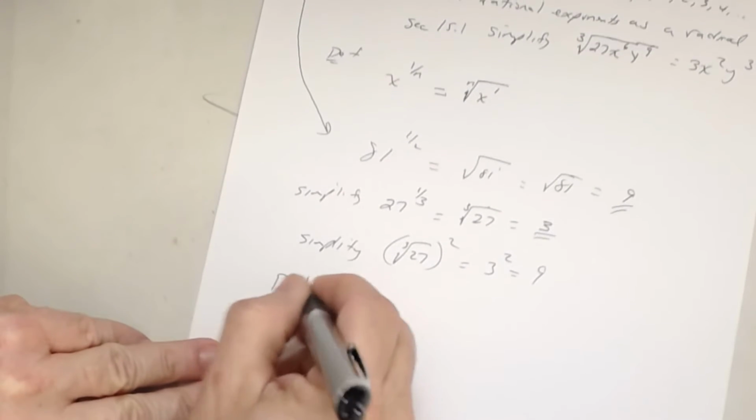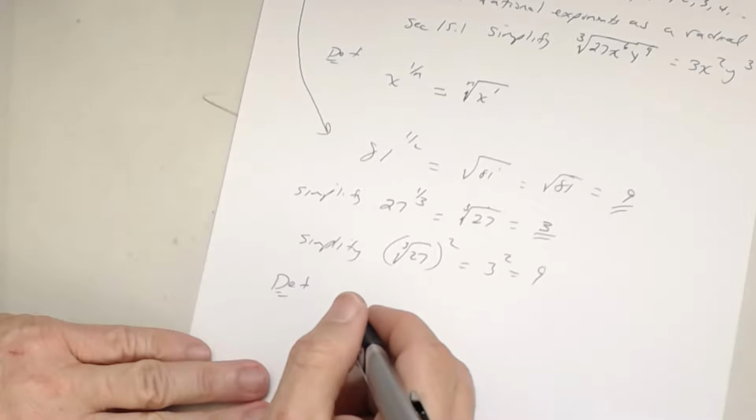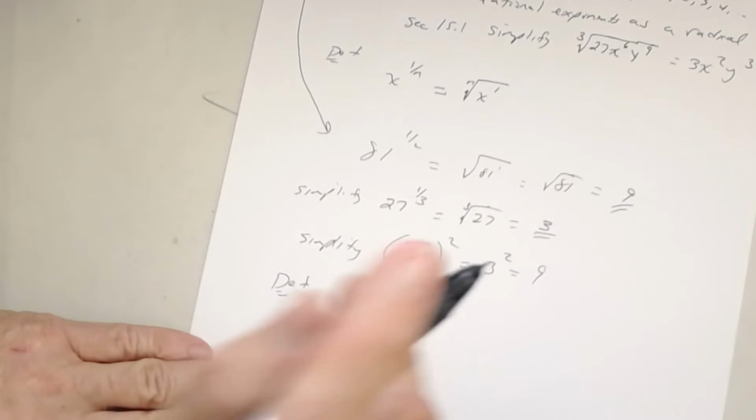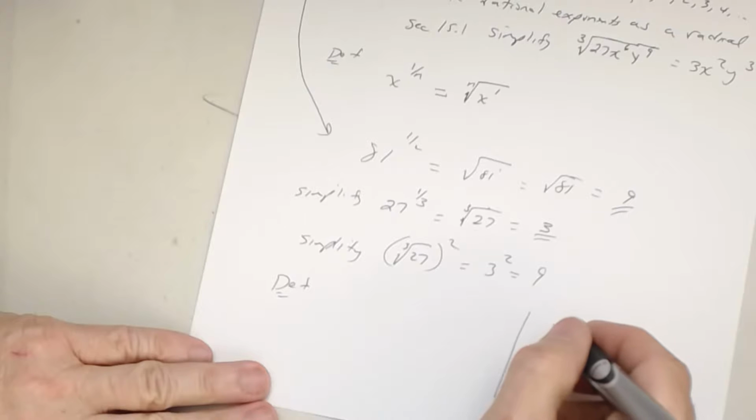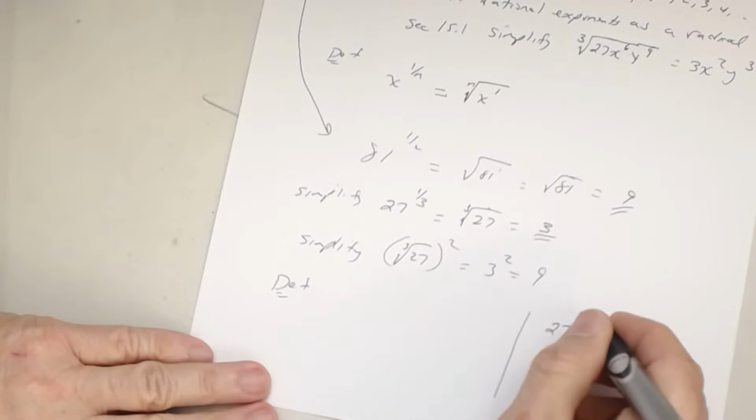All right. Now let's extend that definition though. So I want you to look at this. What if I had 27 to the 2/3 power instead? Not 1/3, but 2/3. Let's see how to deal with that. I know how to deal with the rational exponent where the numerator is 1, but that's a 2, right?